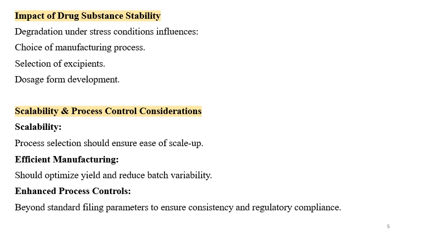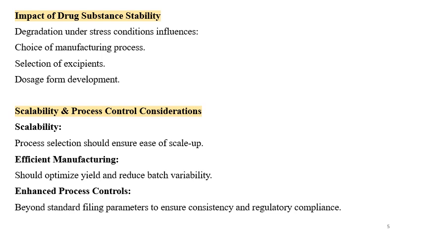Then consider the scalability and process control considerations, that is control strategy. Scalability is important whenever you are designing the process. Process selection should ensure ease of scale up, efficient manufacturing, optimized yield and reduce batch variability. So manufacturing should be efficient. There should not be much loss of the API, loss of the product in process stages, so that you can get the reproducible yield.